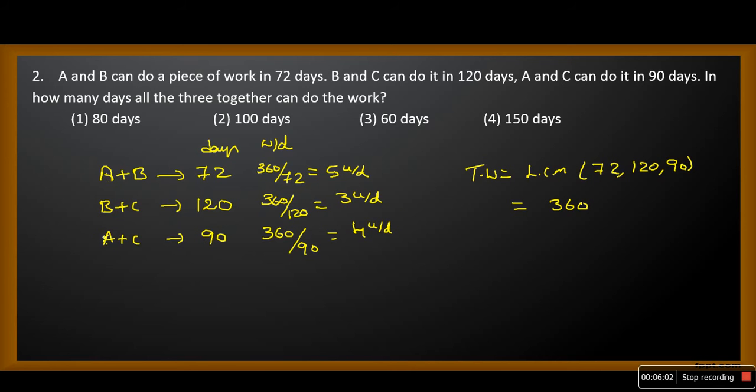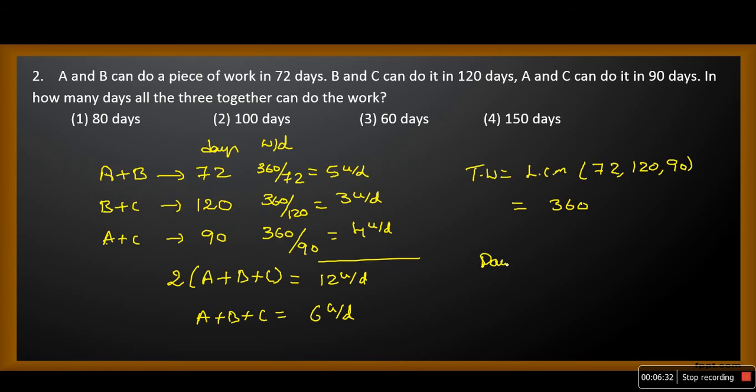Now A appears 2 times, so with 2 times the efficiency of A, 2 times the efficiency of B and 2 times the efficiency of C, they are doing 12 units per day. With 1 times the efficiency of A, B and C, they will do 6 units per day. Now how much time do they take to complete the work if all 3 work together? Days required equals total work by work done per day. So 360 by 6 units per day equals 60 days. The answer is option 3.